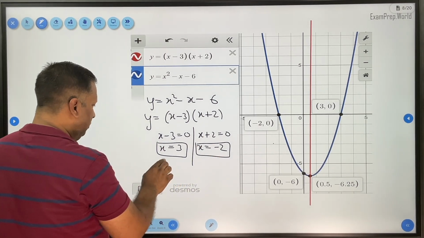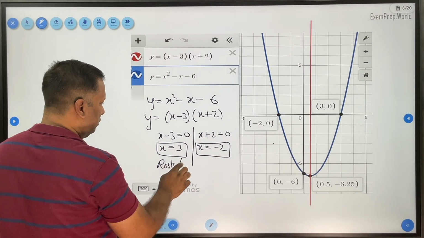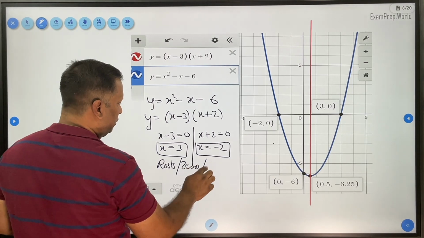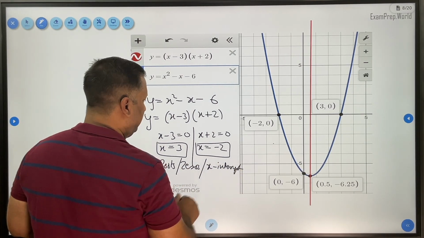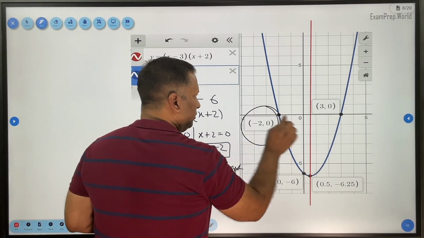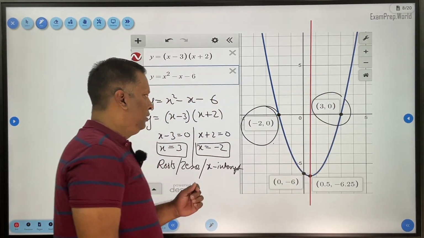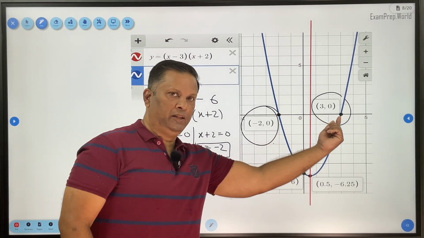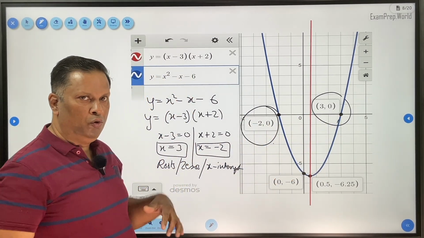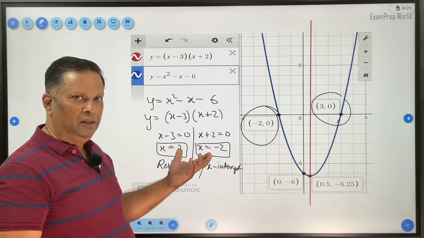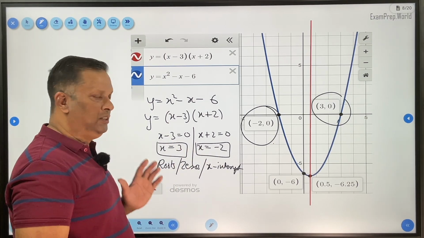So we can call them roots, zeros or x-intercepts. Okay? Look at this. It is intersecting the x-axis at 3 and at negative 2. So clear? How do you find the x-intercepts? You factorize and equate each factor to 0, you will get your x-intercepts.